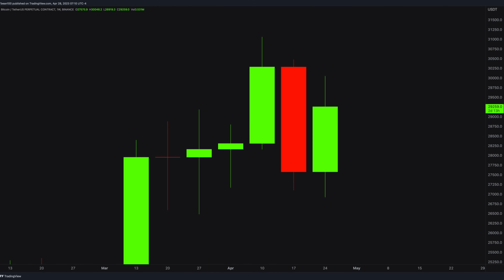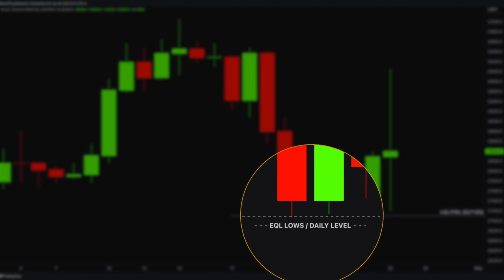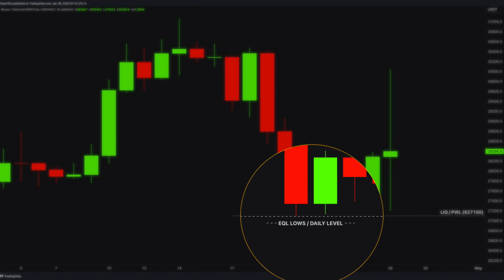This is the weekly chart of Bitcoin. I want you to notice the previous week's low, PWL, was at the 27,100 level. I was watching this level really closely. Now switching to the daily chart of Bitcoin, I want you to notice this, daily equal lows level. Extremely significant and important equal lows.